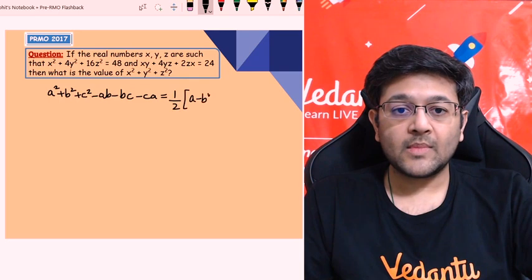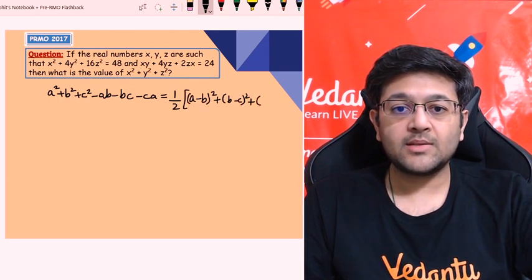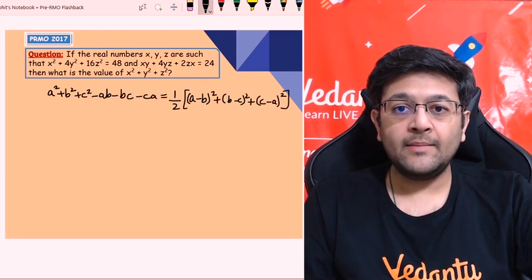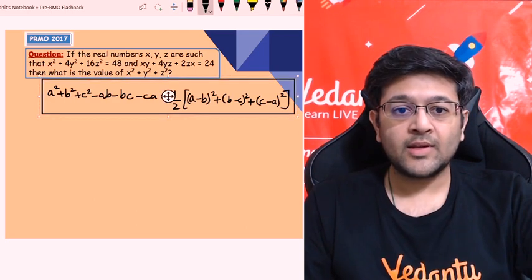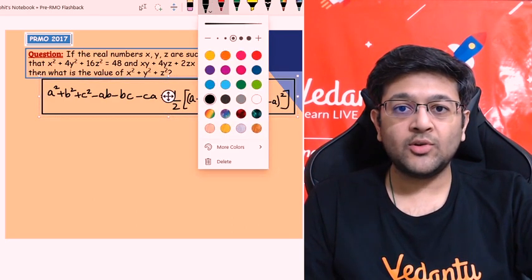Okay, a minus b whole square plus b minus c whole square plus c minus a whole square. This is a very important identity. So you must remember this one. It is a very important one, you should always remember this.